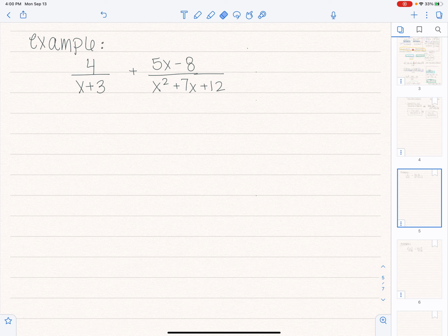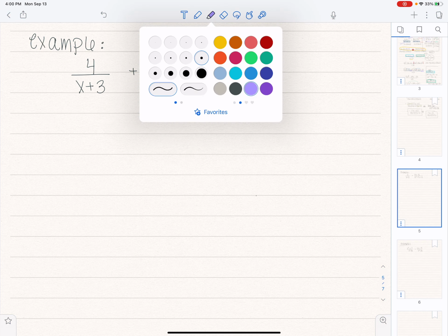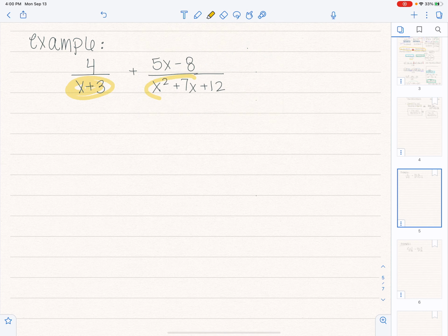You can see the first one is 4 over x plus 3 plus 5x minus 8 over x squared plus 7x plus 12. The first thing I notice is these denominators do not match. If you remember, to add or subtract fractions, or in this case rational expressions, I have to have a common denominator. So that's fine that they don't match. I can make them a common denominator by going through the LCD. The LCD has to do with the factored form, so the first thing I need to do is factor the denominator on the bottom.